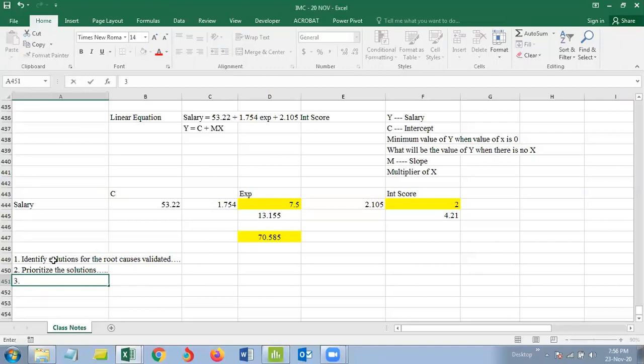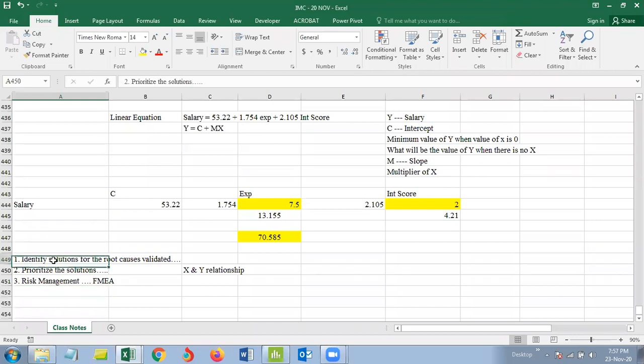Once you've got the action plans ready, you can't just go and implement these action plans. You will be talking about a risk management plan. What if something goes wrong? So risk management is done using FMEA, and prioritization is done using the X and Y relationship matrix. That's what we'll be studying. And once your risk management is covered, pretty much you have a list of action plans which you have prioritized in the X and Y relationship matrix.